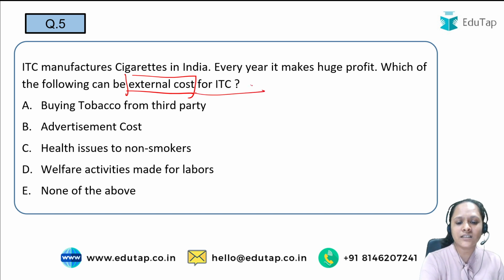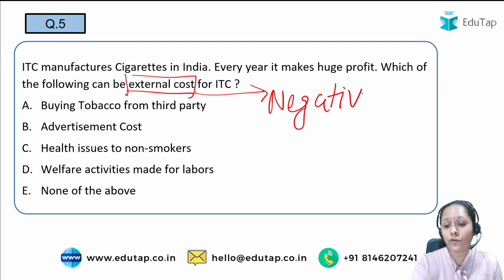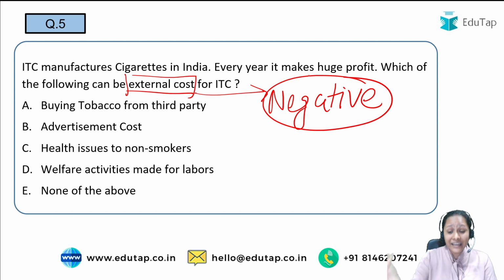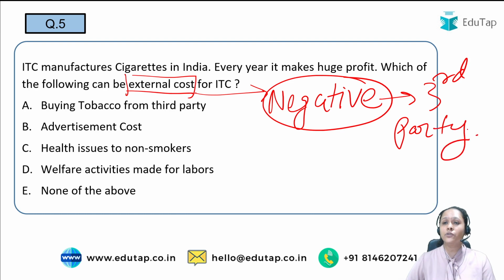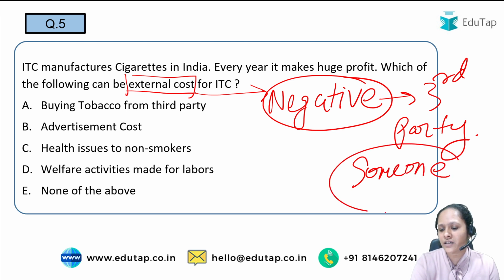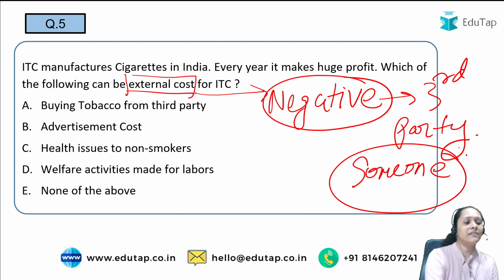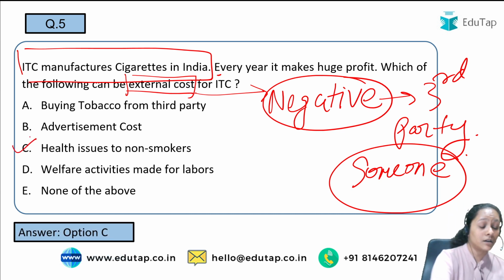External cost hota kya hai? External cost is simply the negative effect. Ek negative cost ka kya hai? When you're paying something, it is a negative cost which is paid by a third party. Theek hai? When a certain good is used or produced by someone. Theek hai? To, in this case, we need to find the negative effect of third party when ITC is manufacturing cigarettes. The first option says buying tobacco from third party. Second, advertisement cost. The third option says health issues to non-smokers. The fourth option says welfare activities made by laborers. So the correct option to this question is answer C.